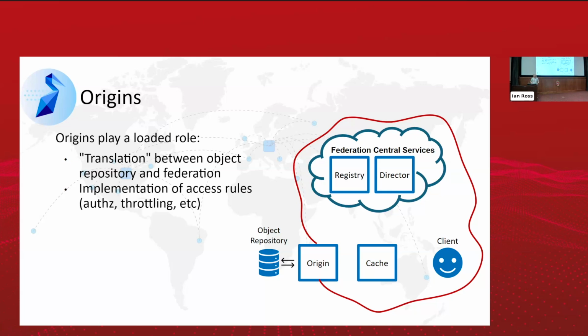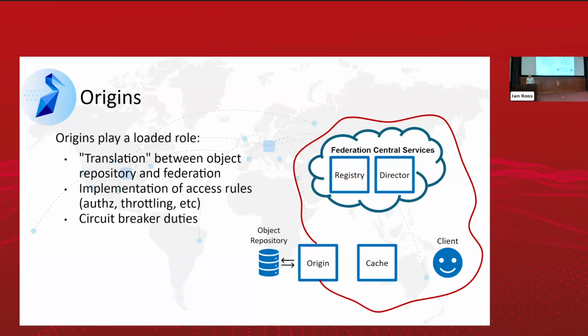The second thing that the Origin is in charge of doing is implementing all of the different authorization policies that you, as the owner of this object repository, might want in place. So you maybe have certain rules about who's allowed to access your data, the ways in which they're allowed to access that data, revoking tokens, setting up access policies, all of that kind of stuff. That is the domain of the Origin.